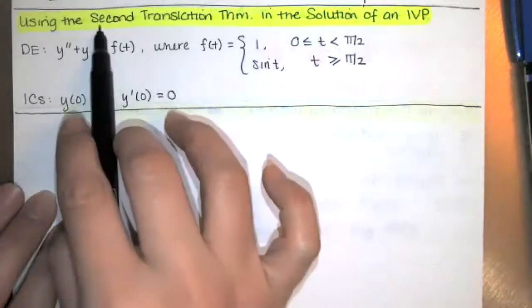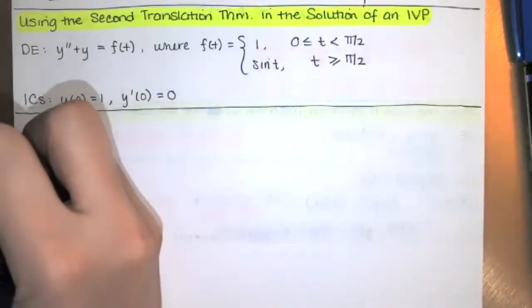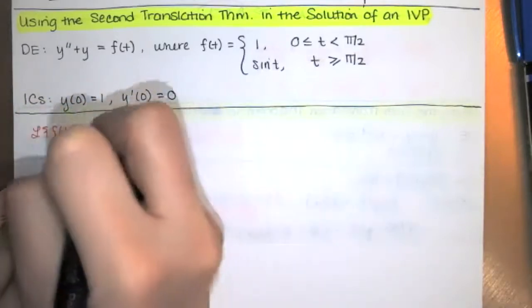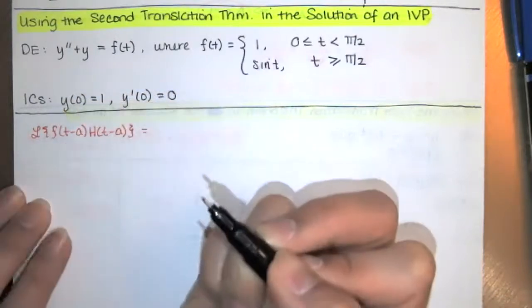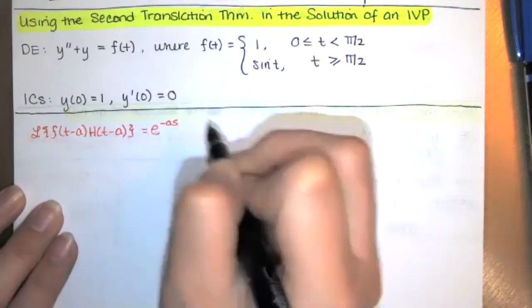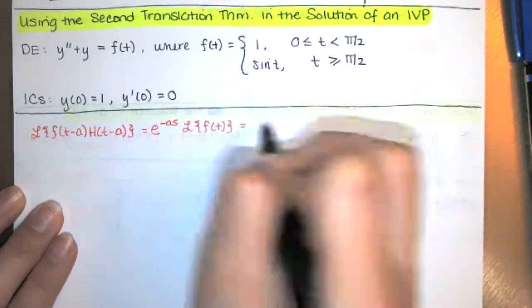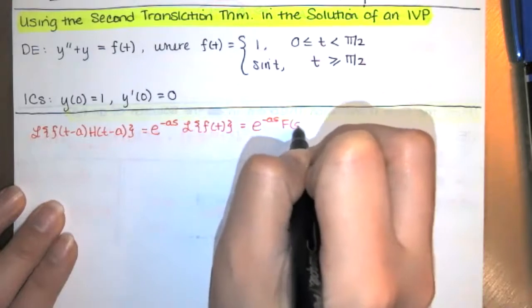And I told you that we're going to use the second translation theorem. Let me just remind you of what that says. It says that if you're taking the Laplace transform of f of t minus a times the Heaviside function at t minus a, it turns out that what you get from that is e to the negative as times the Laplace transform of f of t, which is otherwise known as F of s. So that's in the forward direction.